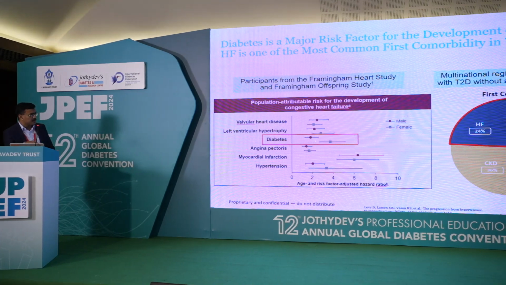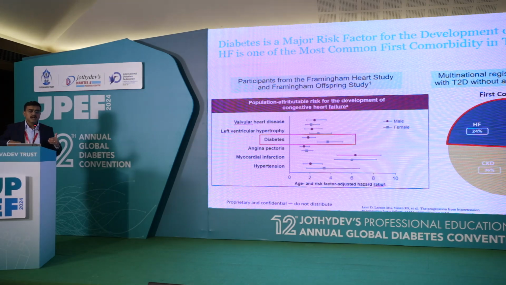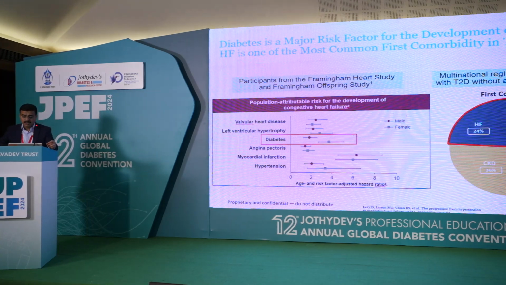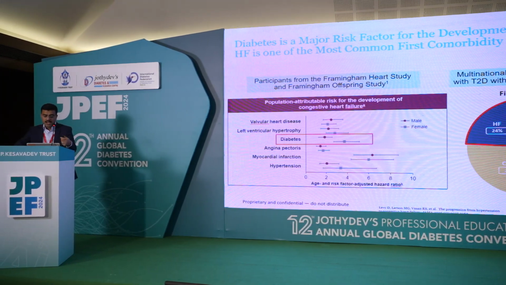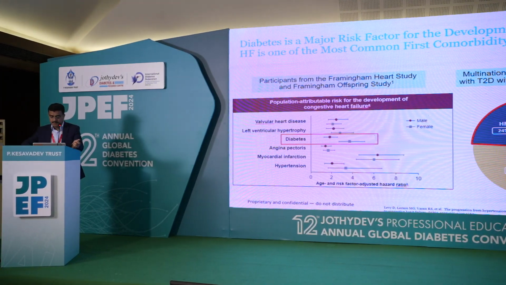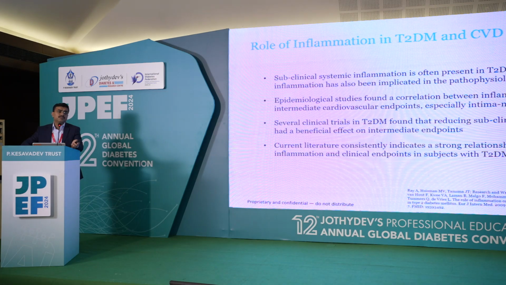So when you look at it, you have to actually look at diabetes and hypertension as a combined thing, which is almost there in most of our diabetic population, and how it could add up. Also, the multinational registry, including 772,000 patients with diabetes without history of CV disease or CKD, actually found that the first comorbidity associated with diabetes is heart failure in 24% and CKD in 36%. So heart failure is a very important part and should be in the back of your mind when you're looking at our elderly diabetic population.